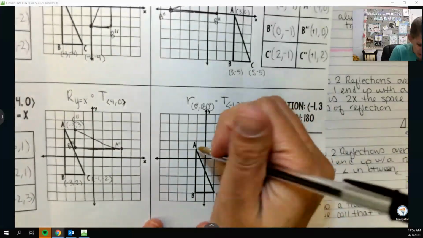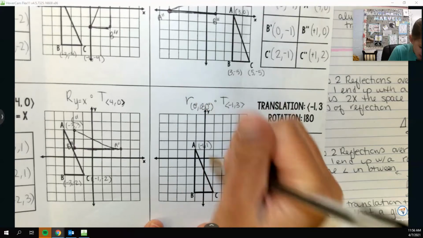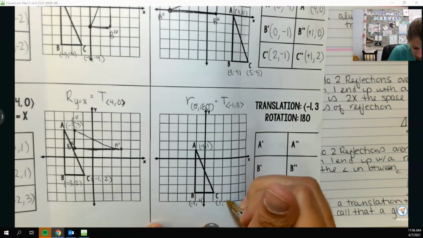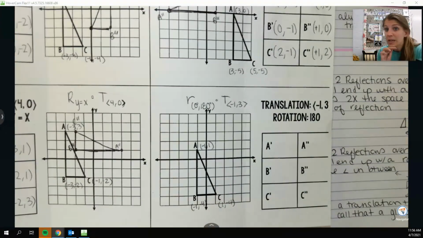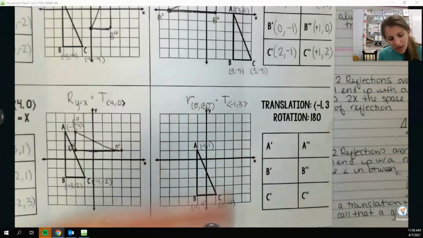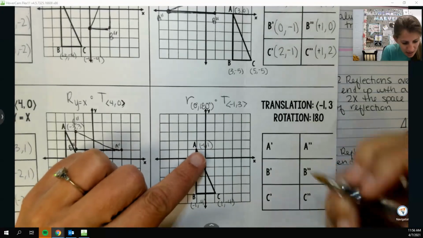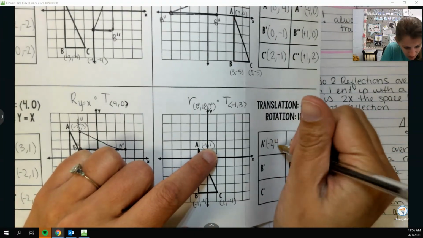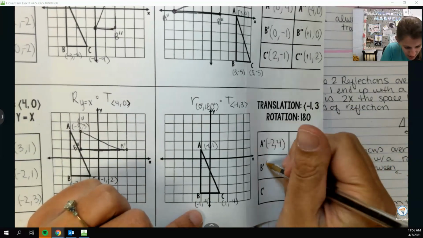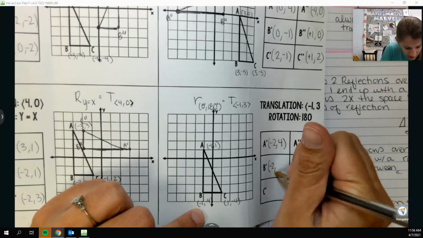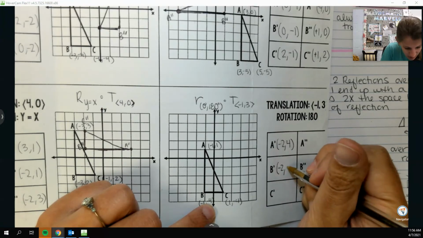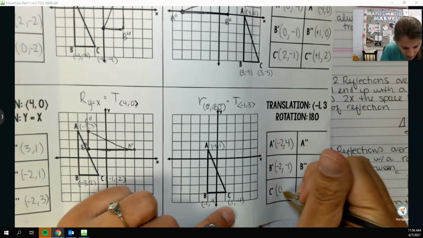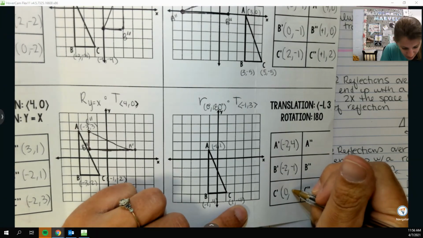Alrighty, so this point here is at negative 1, 1, B is at negative 1, negative 4, and C is at 1, negative 4. And so if I do my translation first, I'm going to subtract or add negative 1 and then add 3. So if I add negative 1, it's negative 2, then 4. And down here on B, if I add negative 1, it's negative 2, and then add 3 to negative 4, it's negative 1. And then C, add negative 1, and then add 3.